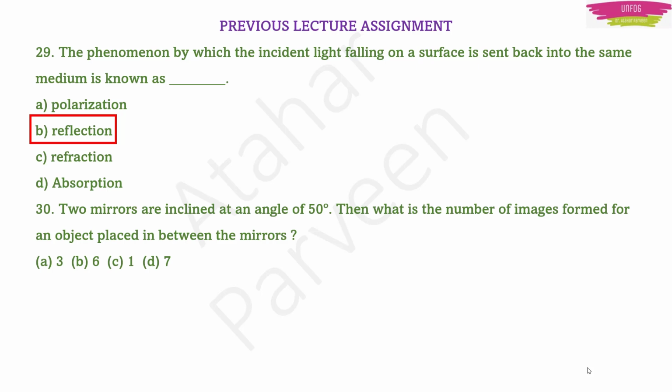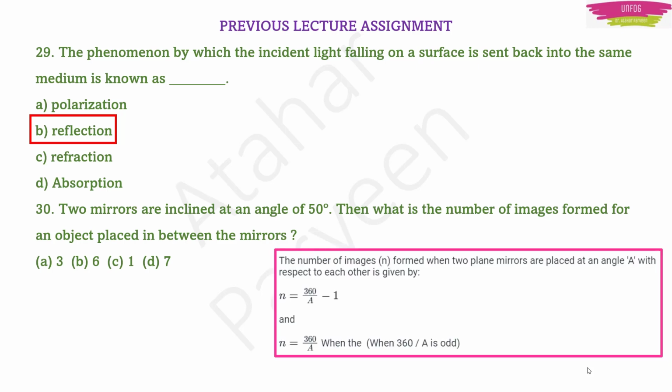But for question number 30, 2 mirrors are inclined at an angle of 50 degrees, then what is the number of images formed for an object placed in between the mirrors? In our previous video, we said that the number of images formed when 2 plane mirrors are placed at an angle A with respect to each other is given by 360 upon A minus 1. Or if the angle is theta, then the number of images formed will be 360 upon theta minus 1. So this formula n is equal to 360 upon theta minus 1 is used if the integer in the angle is an even number. The angle means the angle made by the 2 plane mirrors.